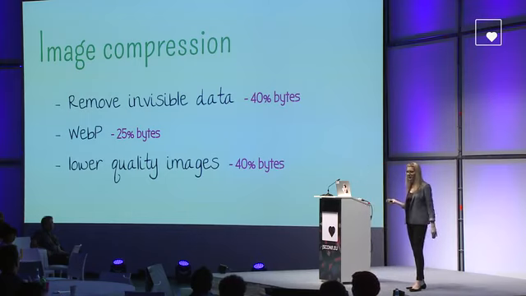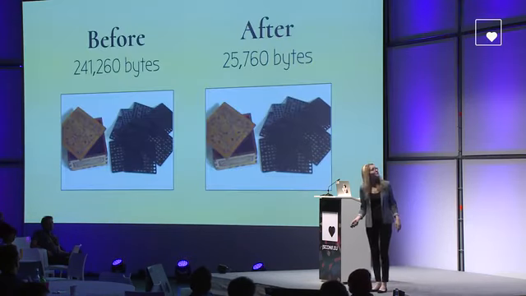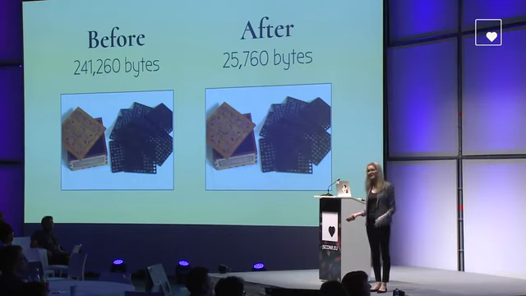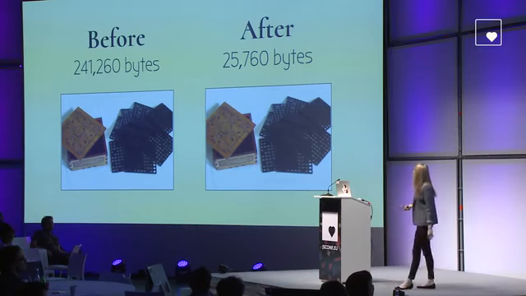So now, when we apply these 3 things on an image, let's look at the before and after. So before, we have 240,000 bytes for the left image, and the right image has 25,000 bytes. That's about a 90% reduction in bytes. And keep in mind, images make up 65% of your page. So that's pretty big.